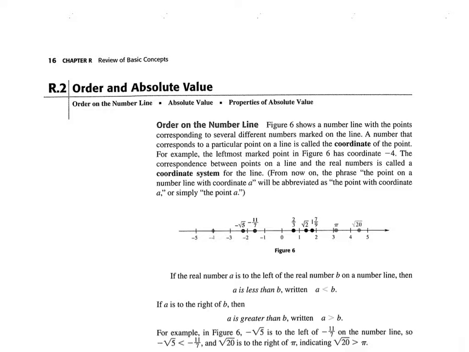This video is going to cover R.2 from the review concepts for Algebra 2. So this is order and absolute value. It starts out with basic information like the coordinate of a point and the coordinate system. So you can see this is a number line. Hopefully you remember what a number line looks like.